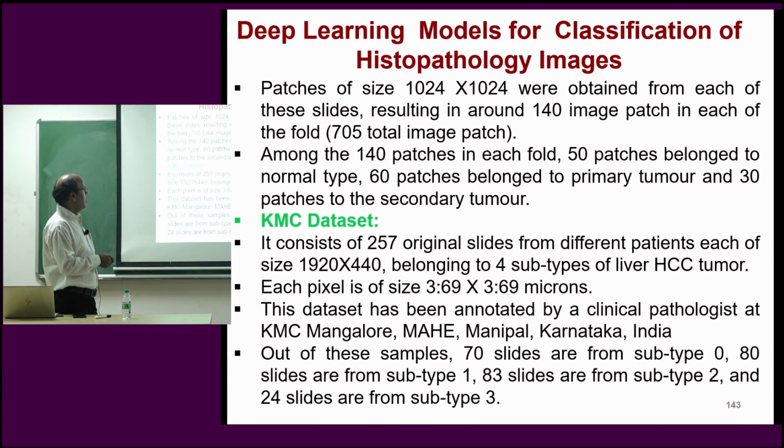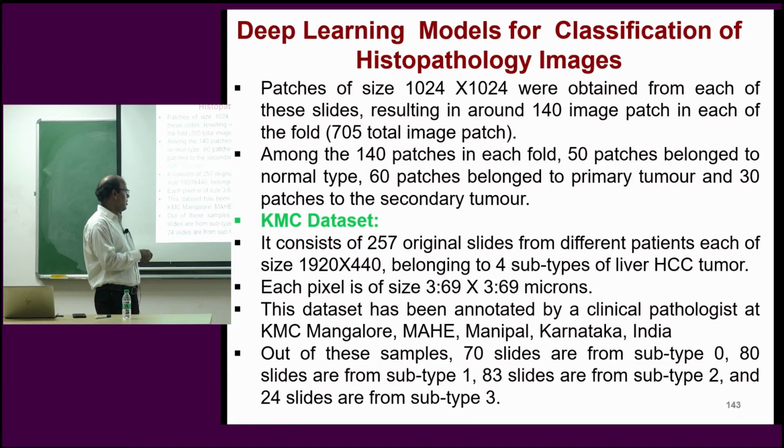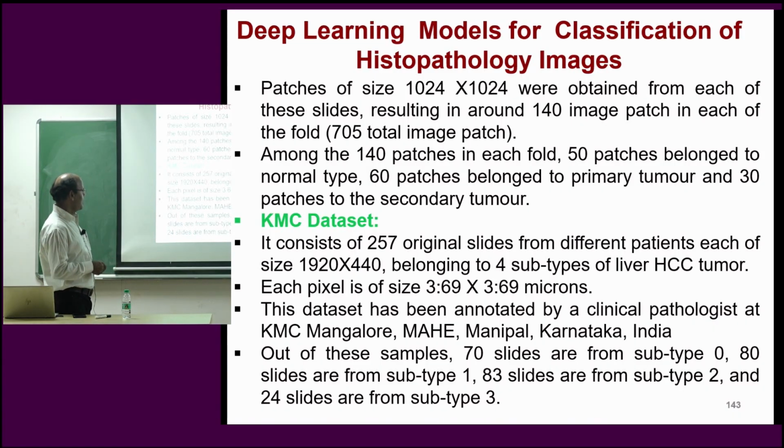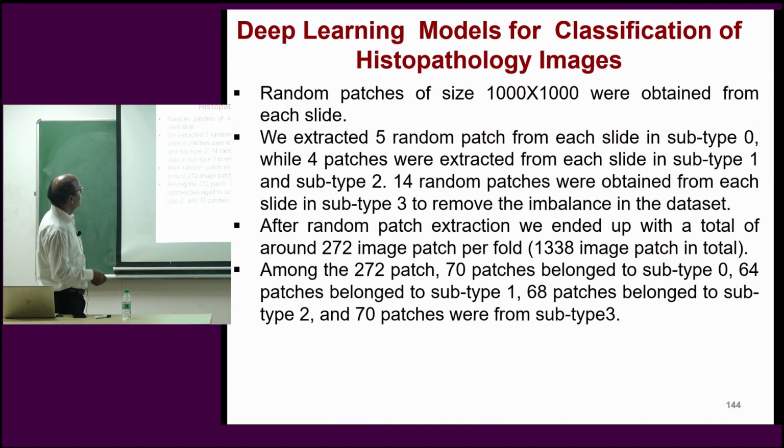And here the resolution was 3.69 micrometers, okay? And this dataset has been annotated clinically by pathologists at KMC, Mangalore, Manipal, Karnataka. 70 slides are used for subtype 0, 80 slides for subtype 1, 83 slides for subtype 2, and 24 slides for subtype 3, right? And then we also took random patches from the slides, five random patches from each case, and created the dataset as well.